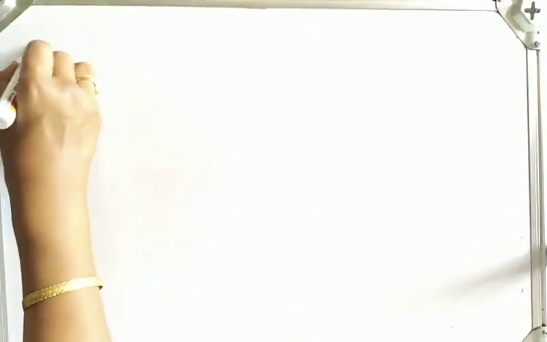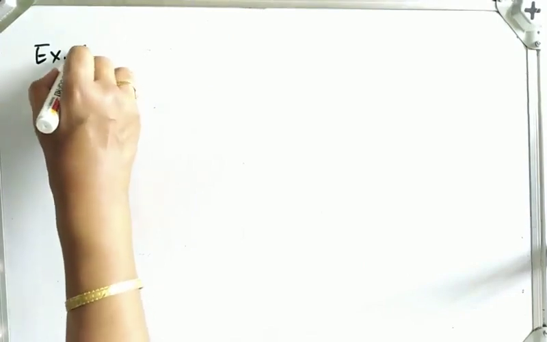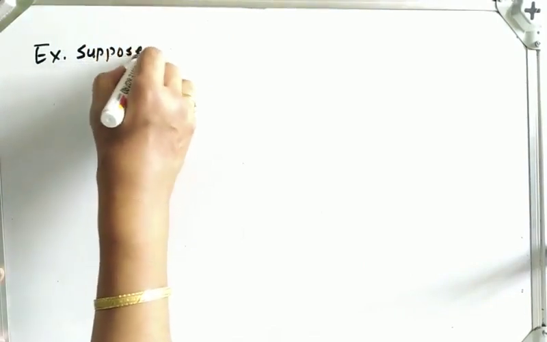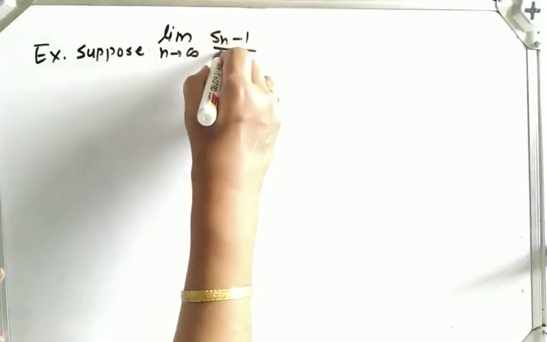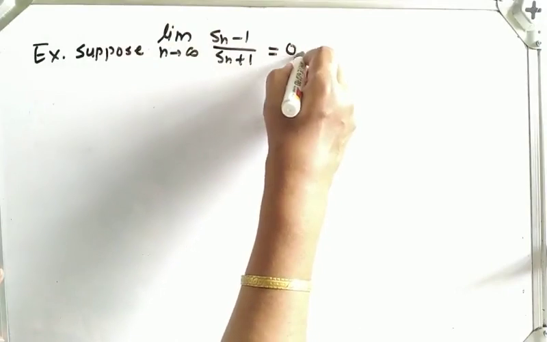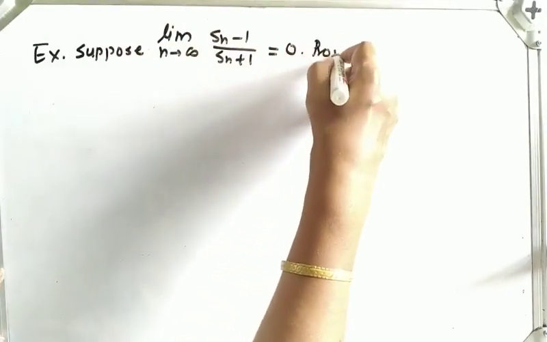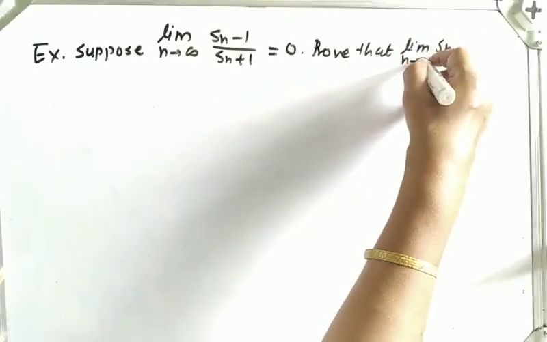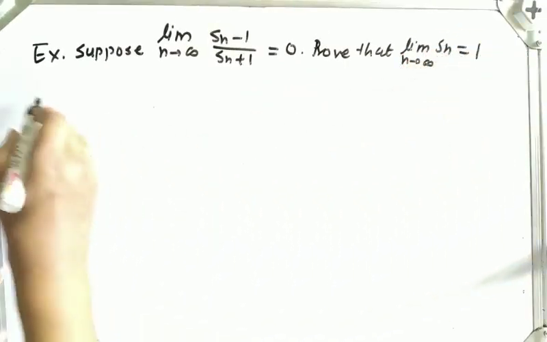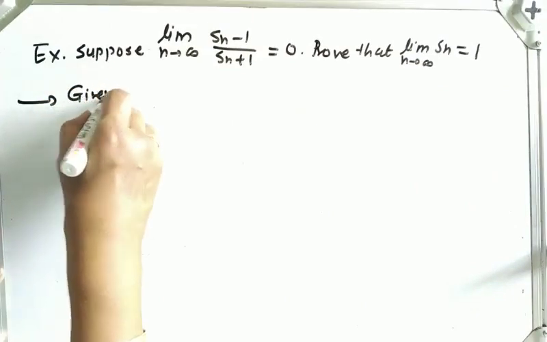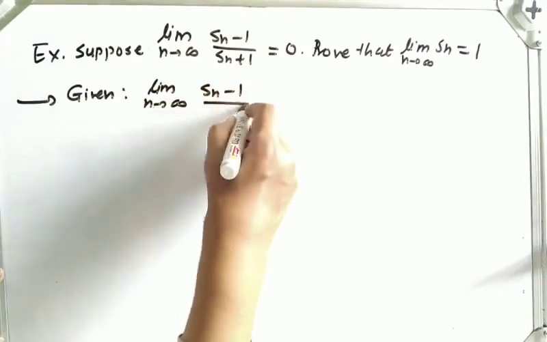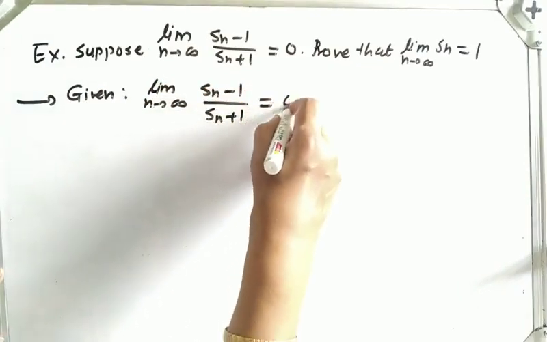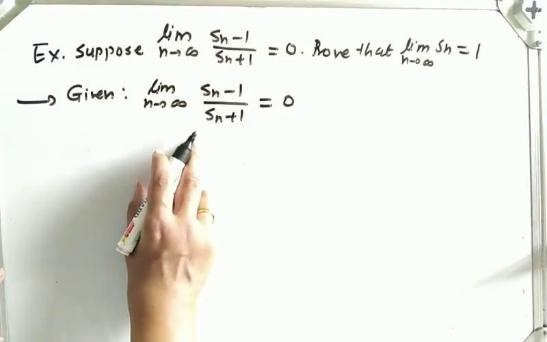Next example. Suppose limit n tends to infinity (Sn minus 1) upon (Sn plus 1) is equal to 0. It is given. Prove that limit of Sn as n tends to infinity is equal to 1. First of all, what is given? Limit n tends to infinity (Sn minus 1) upon (Sn plus 1) is equal to 0. It is given. We have to prove limit of Sn is 1.